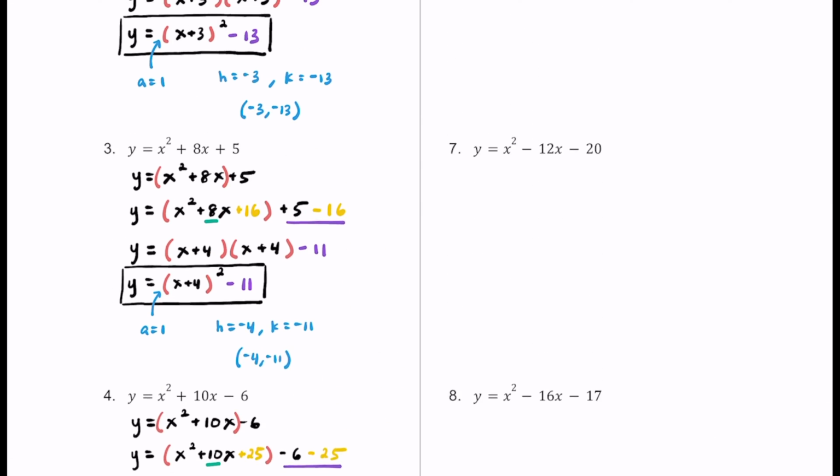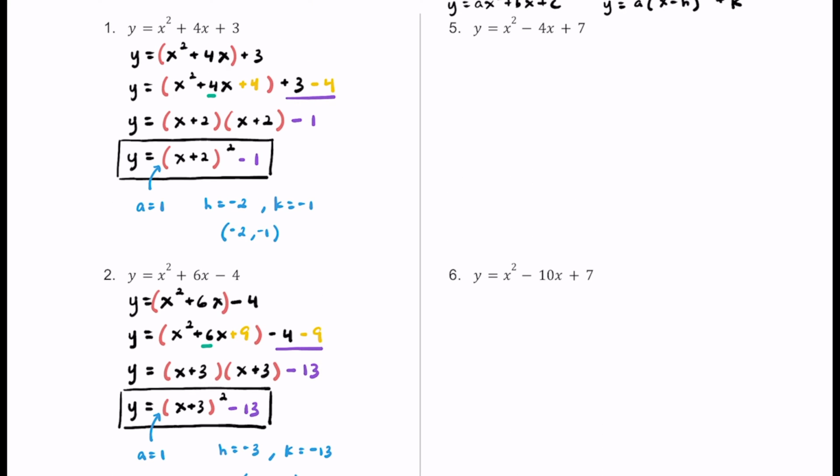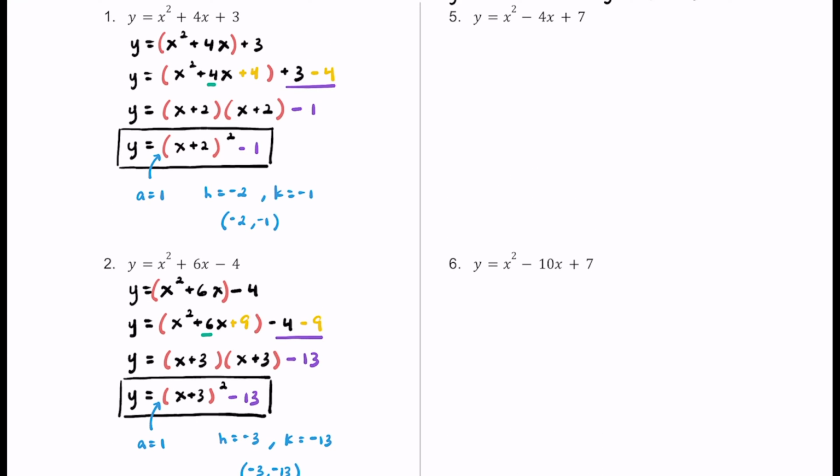Here's number 5. For number 5, we have this equation of y is equal to x squared minus 4x plus 7. Okay, all we've got to do first is group the first two. And then let's space it out so we have room to complete the square.